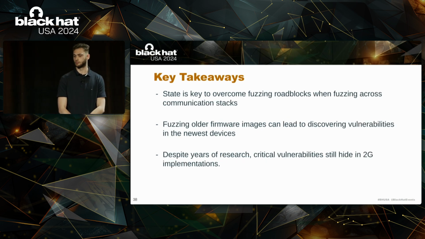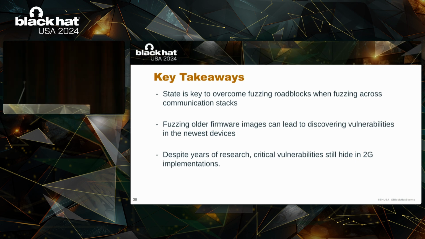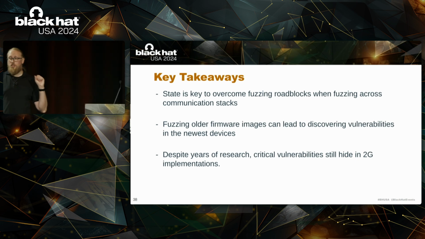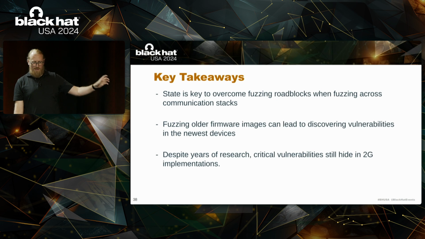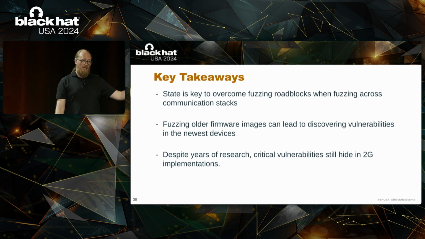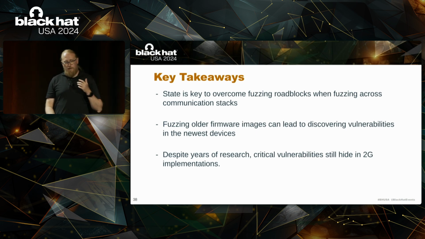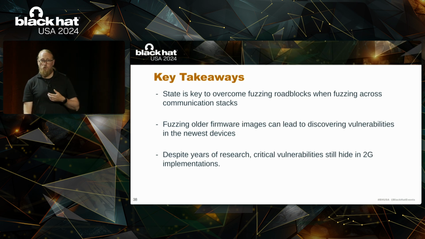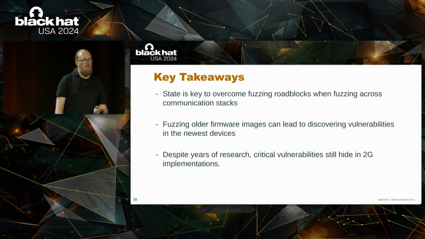So lastly, let's talk a little bit about key takeaways. And for this, let's just recap again what we did. We fuzz tested layer 2, or had fuzzing input targeting layer 2, and we found a lot of vulnerabilities in layer 3. And the reason we got there is we provided the necessary state to get there. So in our opinion, state is key to overcome fuzzing roadblocks, especially when fuzzing across communication stacks.